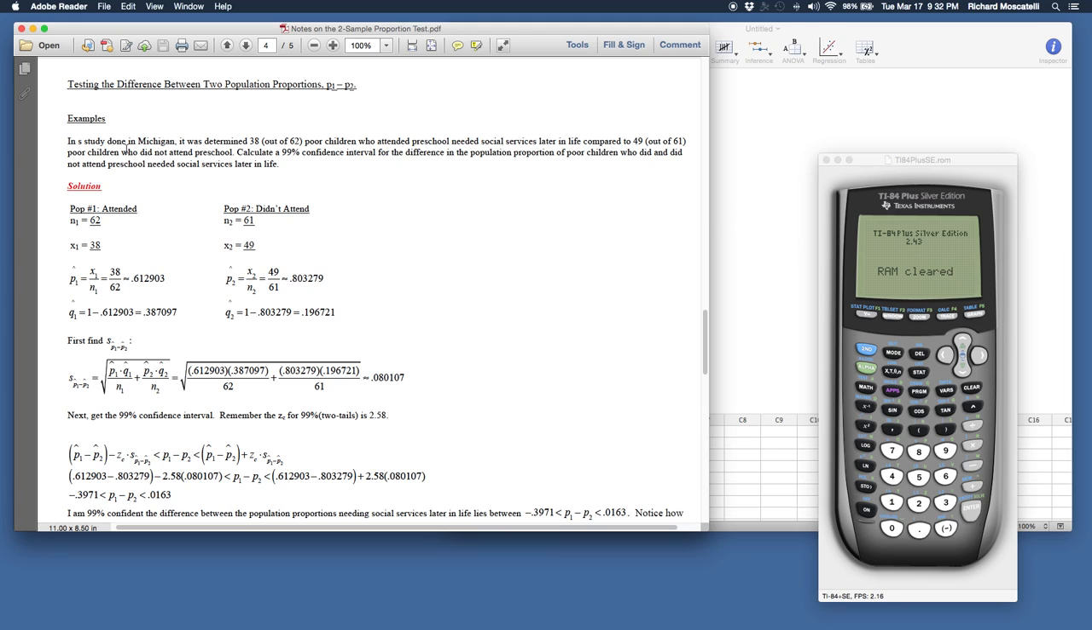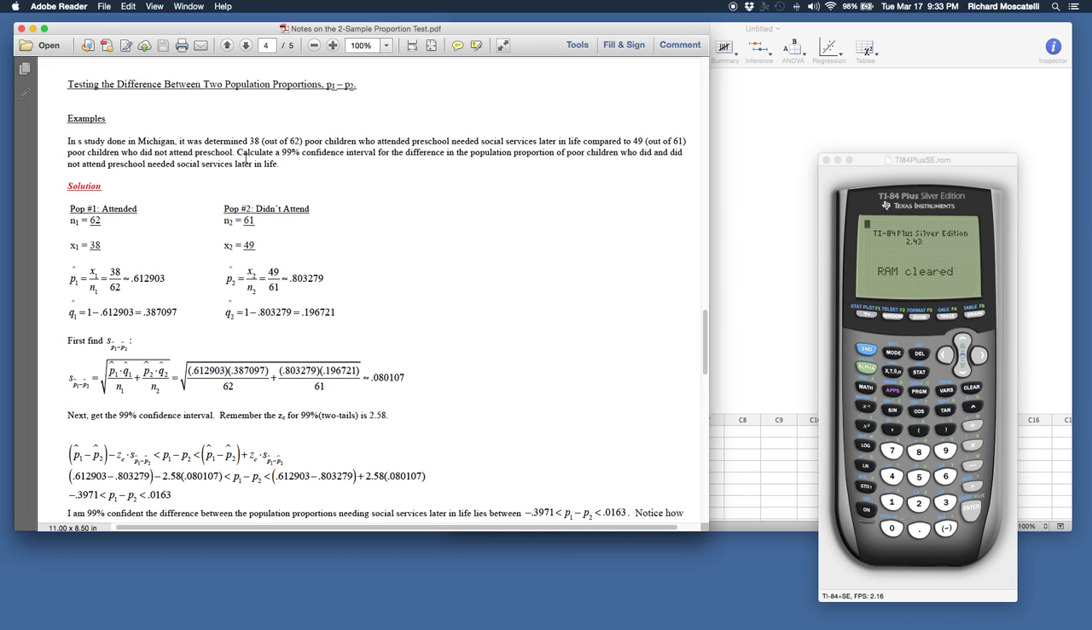So it says here, in a study done in Michigan, it was determined that 38 out of 62 children who attended preschool needed social services later in life. That percentage is over here, 38 out of 62. That's a sample percentage, p hat. It's about 61%, as you can see. And then it said compared to 49 out of 61 children who did not attend preschool. All right, and that sample percentage, 49 out of 61, is about 80%. So you can see it's like a 19% difference between those that went to preschool and those that didn't, out of those who needed social services later in life.